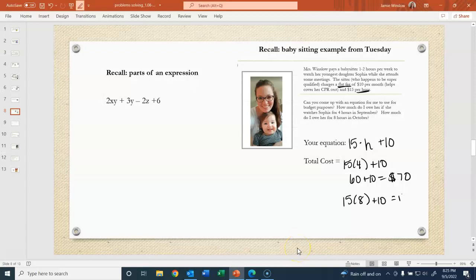So it's going to be $130. This might seem to you like, I don't know, not very helpful. Like, who is going to actually have a cost equation for their babysitter? Well, I did, but these cost equations live in all sorts of human resource programs already, and it helps calculate the amount of money an employee is paid based on the amount of hours they work.